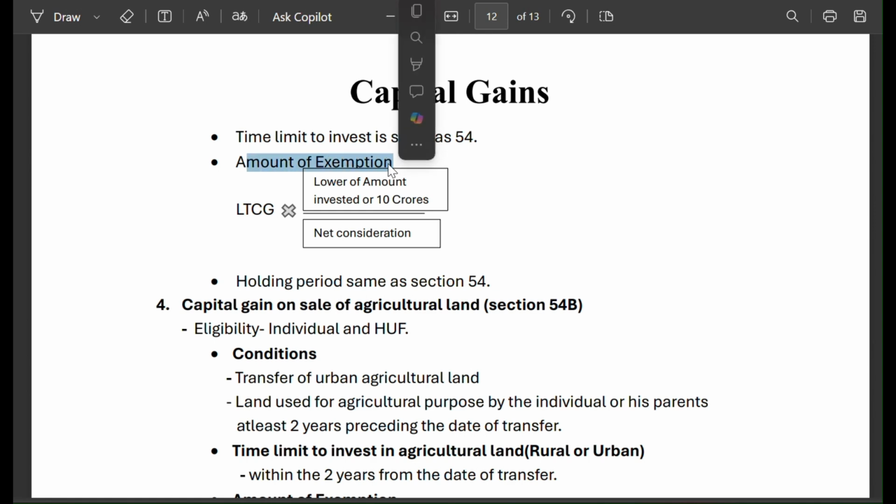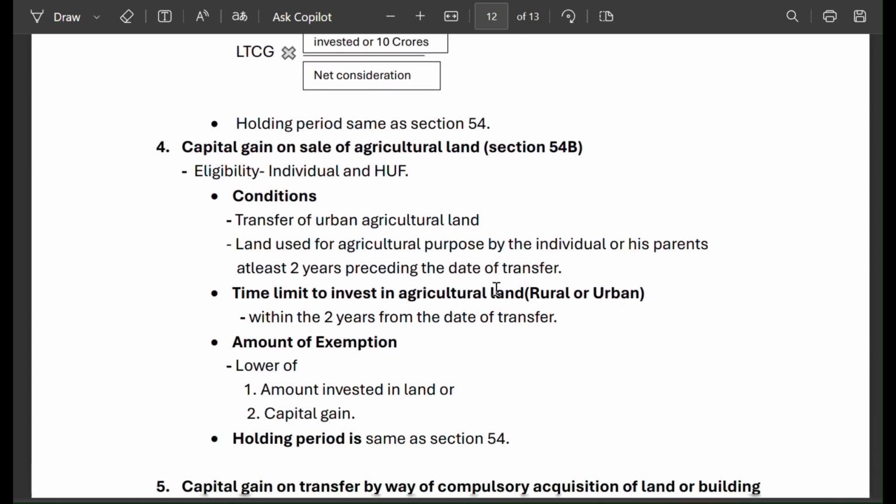So what is the amount of exemption? The main thing in this case is the amount of exemption: long term capital gain multiplied by the lower of the amount invested in the new residential house property or 10 crores, divided by the net consideration. So in this case, the exemption formula is important, and the holding period is the same as 54. That is 3 years from the date of acquisition of that new asset.